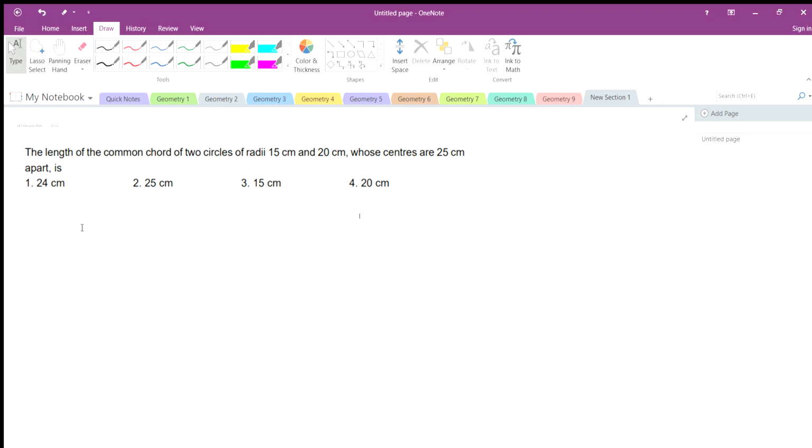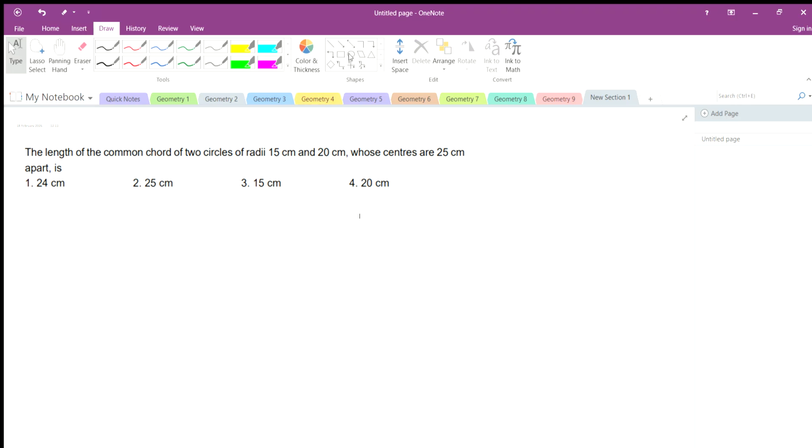The length of the common chord of two circles of radii 15 centimeter and 20 centimeter whose centers are 25 centimeter apart is. So basically we have to find the length of the common chord of the two circles. The radii of the two circles are 15 and 20 centimeters respectively, and the centers of the two circles are at a distance of 25 centimeters from each other.